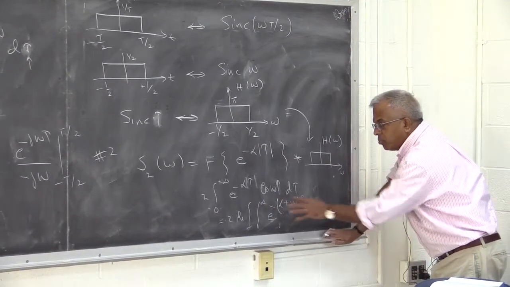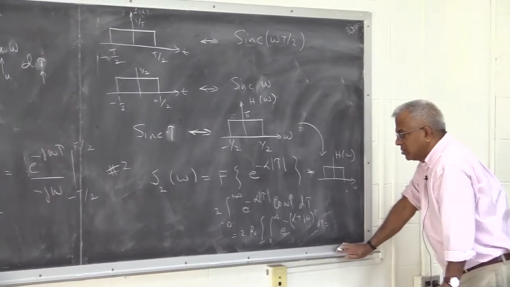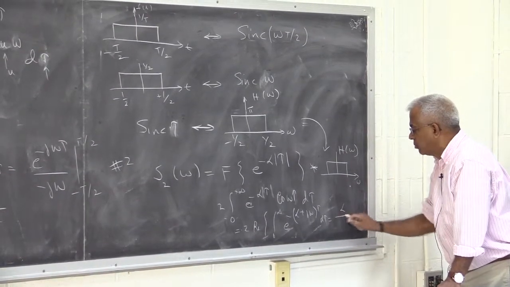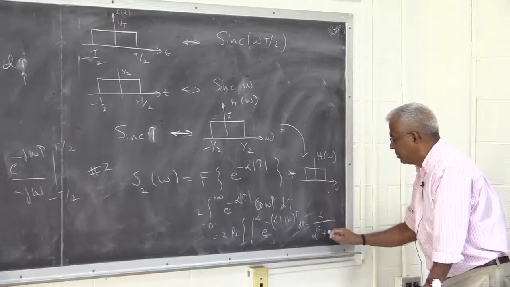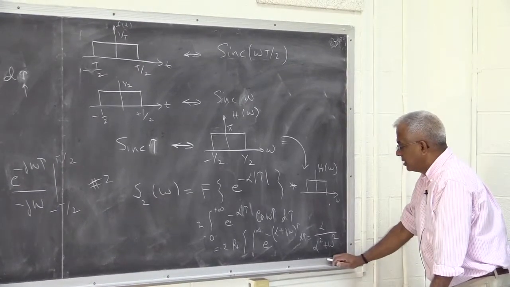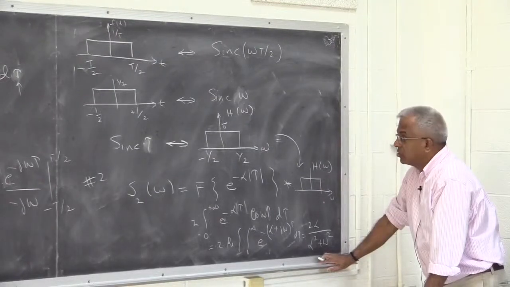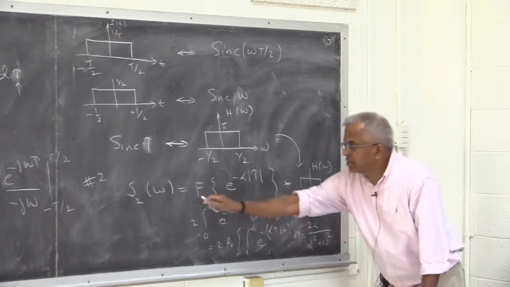Top limit is 0, bottom limit is 1, minus goes away. So the real part of this is the classic result, alpha over alpha squared plus omega squared. That's the real part. There is a 2 there. So we found the Fourier transform of this.